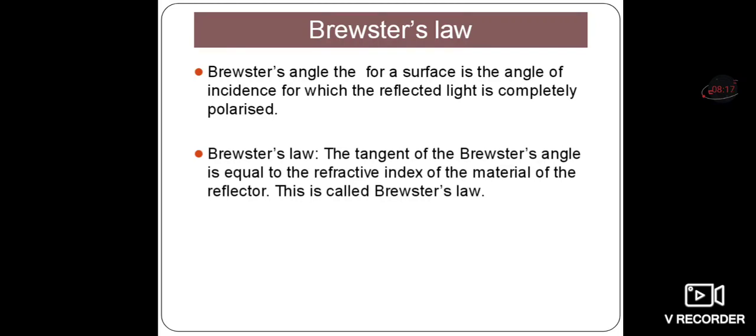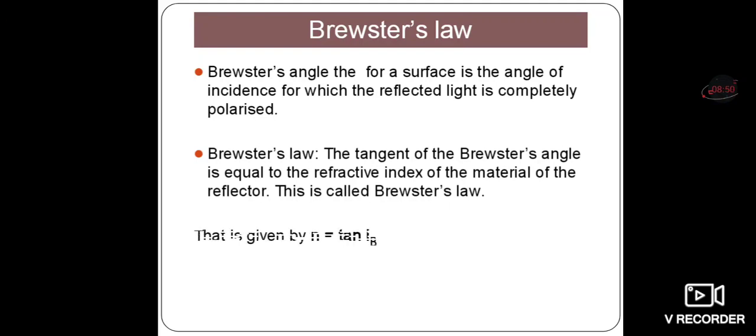The tangent of the Brewster's angle means tan of Brewster's angle. Brewster's angle is the angle of incidence at which the reflected light is completely plane polarized. So tan of this Brewster's angle is equal to the refractive index of the material, because the light is incident on a transparent material like glass or water, and these materials have a certain refractive index. So that is equal to the refractive index of the material of the reflector.